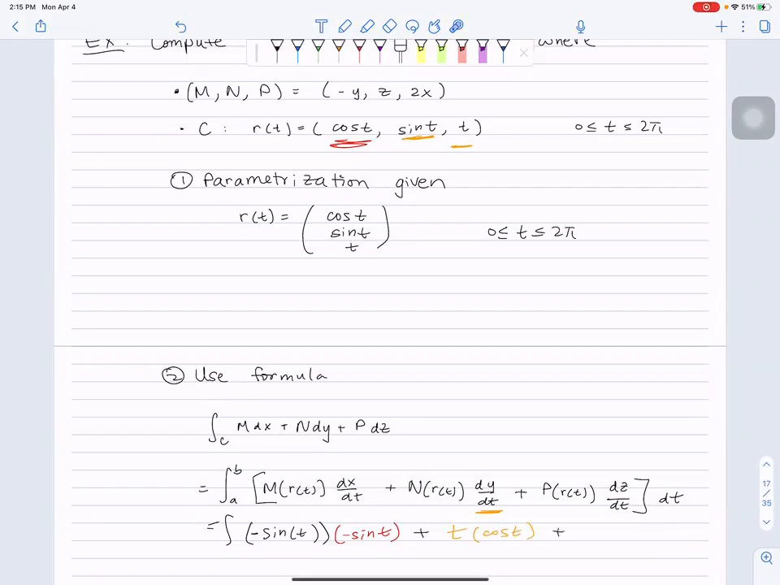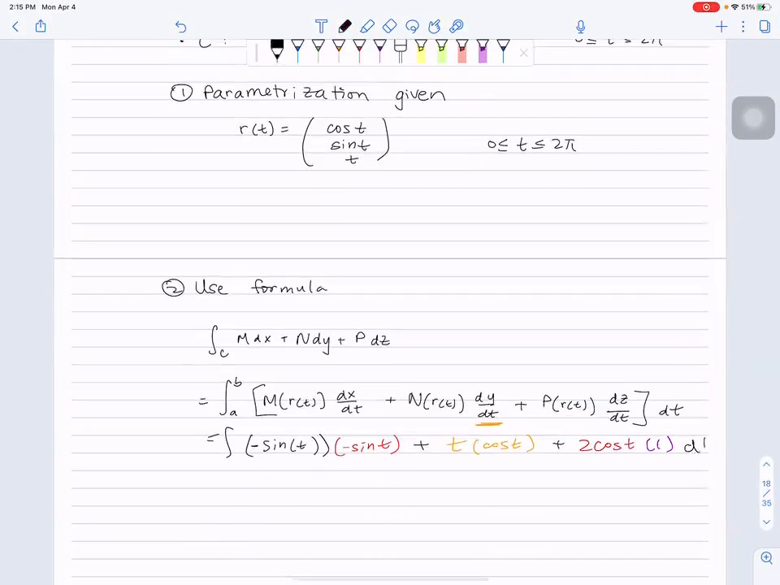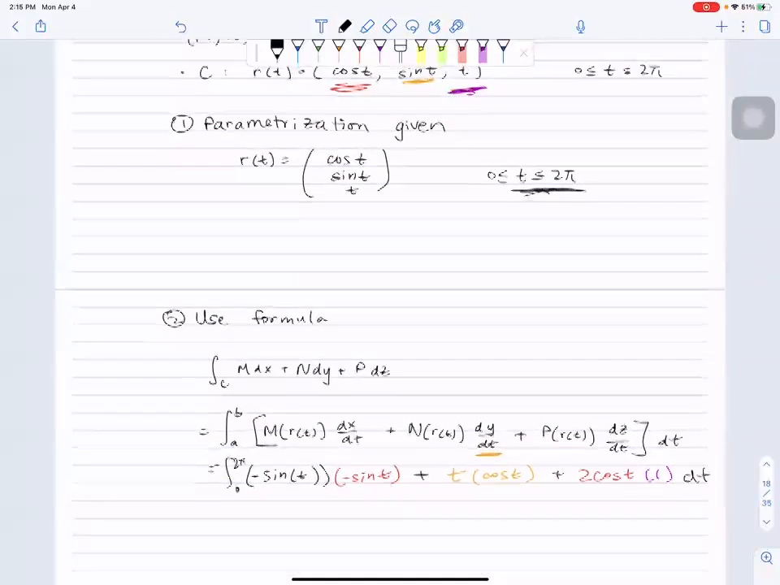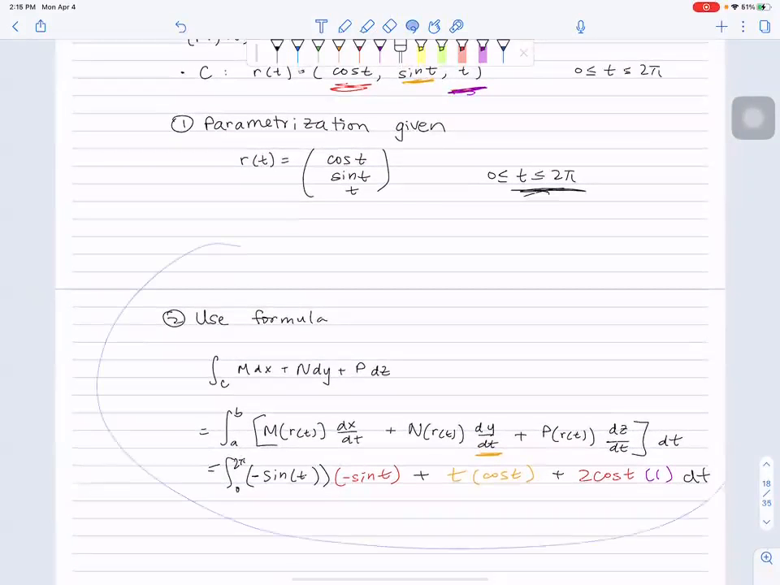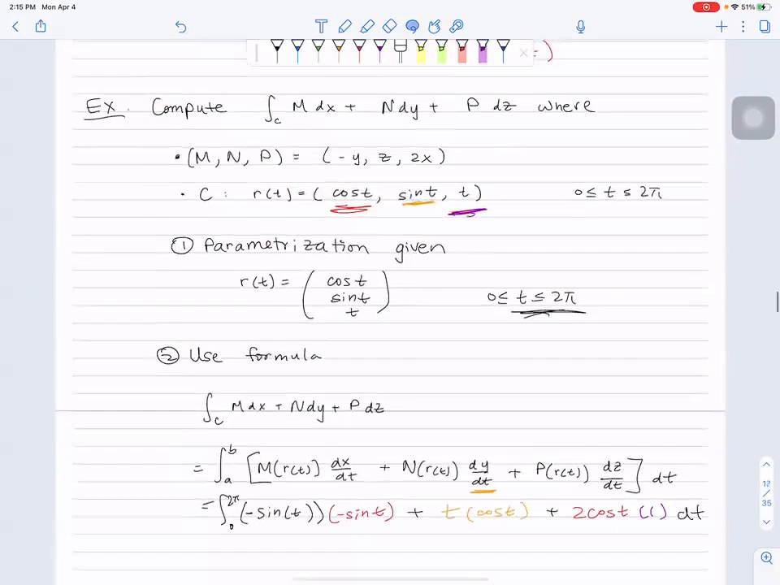Plus, our last term is 2x. x we said is cosine t, so that's 2 cosine t. And then the derivative of t is just 1. So you would have in total this integral, where t goes from 0 to 2 pi. Any questions on how that works? Let me scroll it up so you can see everything.